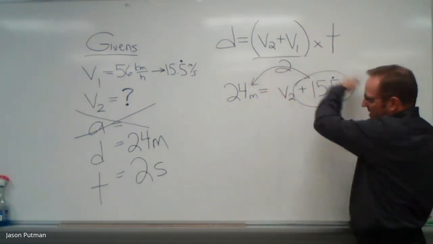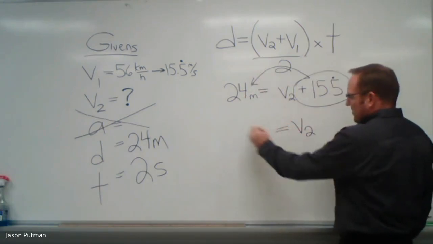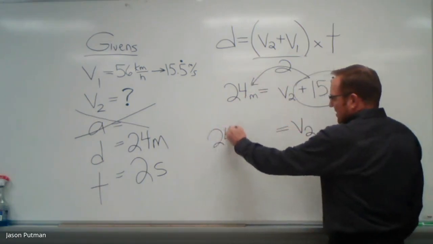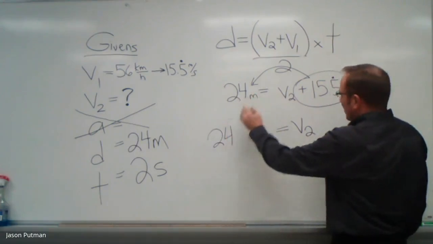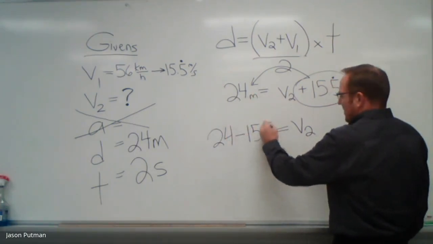It's plus on this side, it'll become negative over here, and your final speed will be 24 meters a second, oh, sorry, 24 meters minus 15.5 repeating.